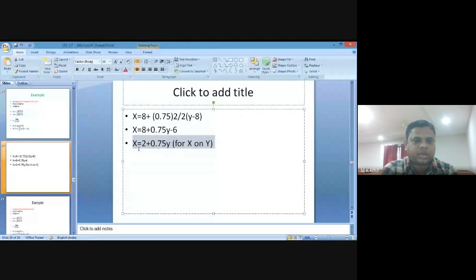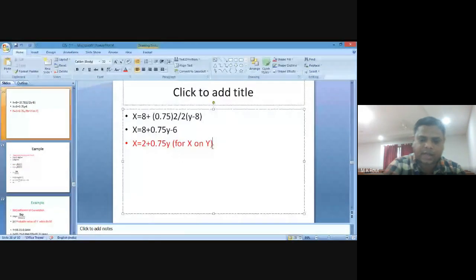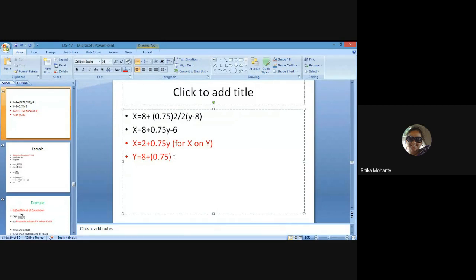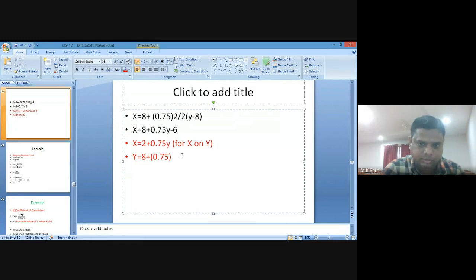Similarly, calculate the regression equation for y on x. So I write y equals 8 plus 0.75 into (x minus 8). The answer is the same: y equals 2 plus 0.75x. This is y on x.